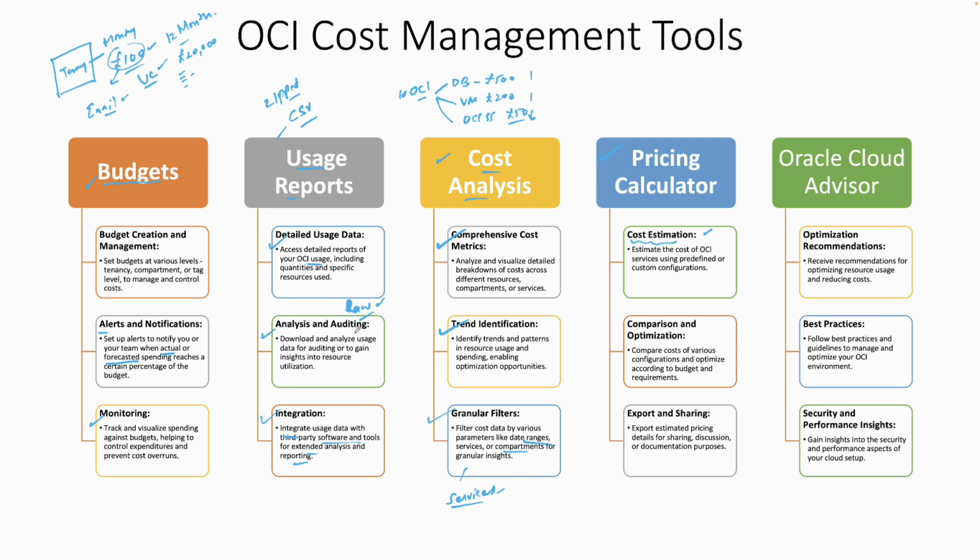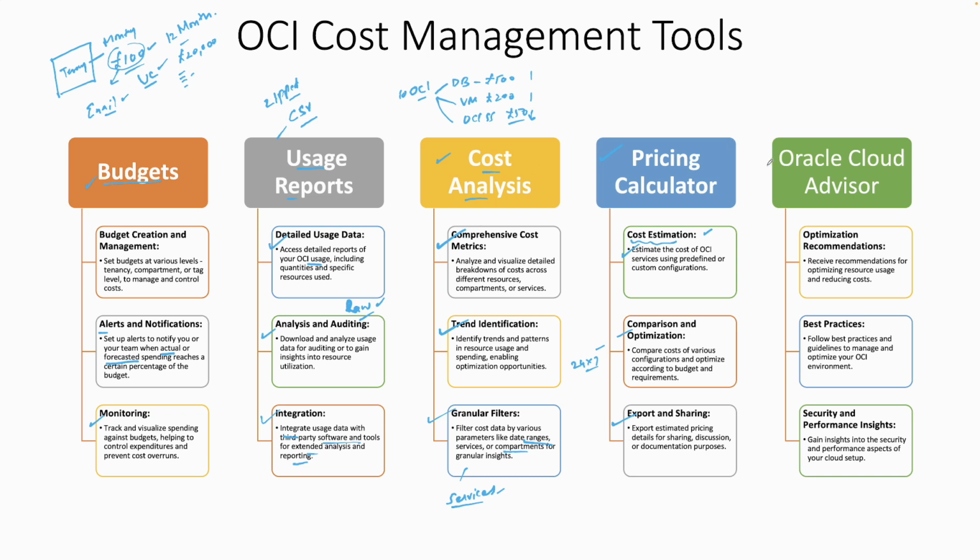Right. So this pricing calculator will help you to estimate the cost of OCI services using predefined or custom configurations. And you can easily compare the cost of various configurations and optimize according to the budget and requirement. So very, very important. As I said, you can see, if you're running a service 24/7, how much would it cost, right? You can compare it against your budgets. And you can even export the estimated pricing details for sharing, discussion, or documentation purposes. So pretty good. Let's say you've come up with the cost. Now you can share with your management, okay, hey, if we are looking to run this database service on a 24/7, 365 basis, then this is the price we are looking at, and you can share it, you can discuss, and you can even document it.